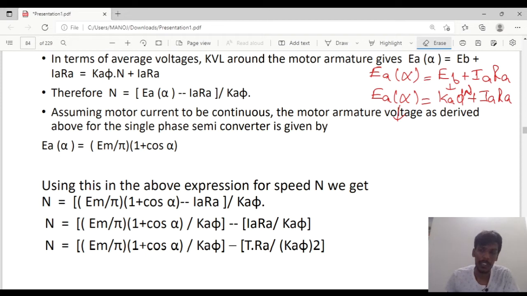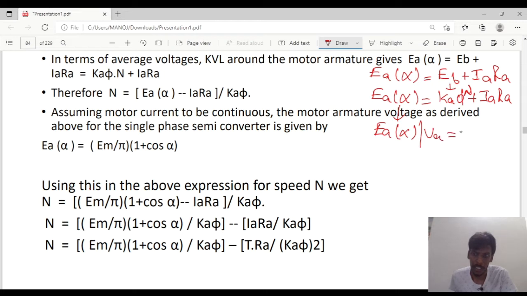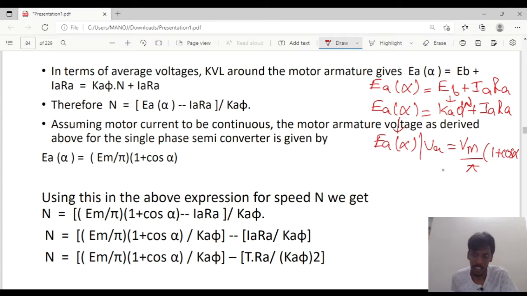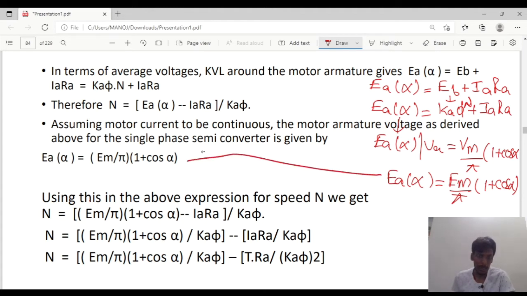Hello guys, in the previous class we calculated the average voltage EA at an angle alpha. EA at an angle alpha, or I can also represent it as VA, is equal to Vm by pi (1 plus cos alpha), or EA at an angle alpha is equal to Em by pi (1 plus cos alpha). So this I have represented here.